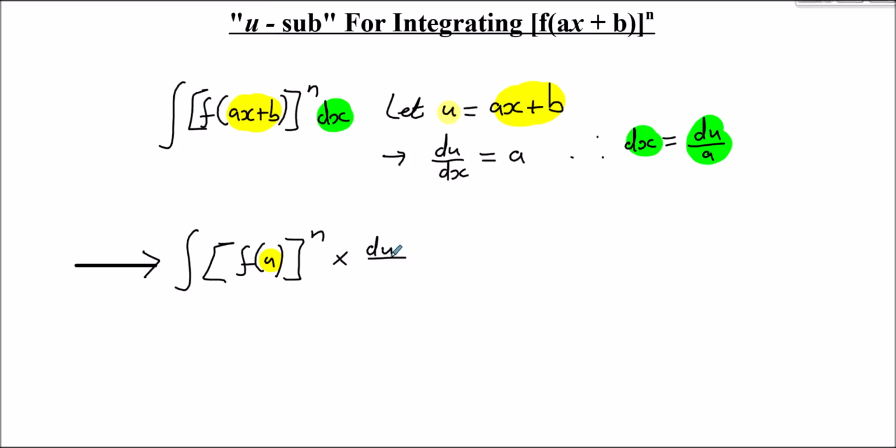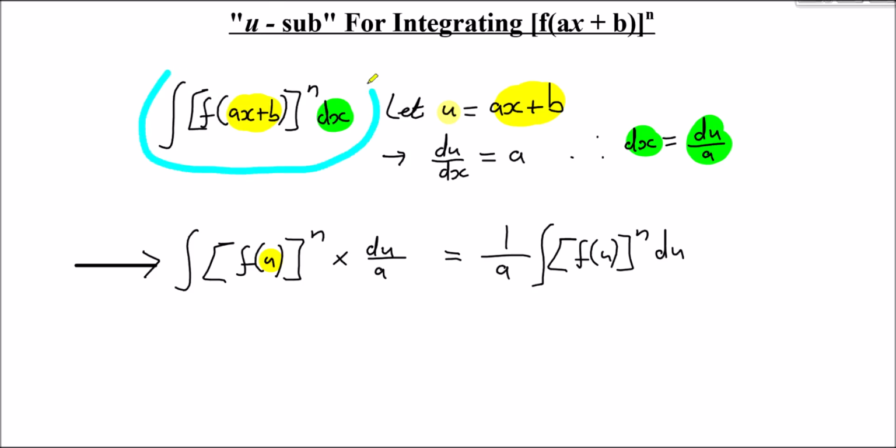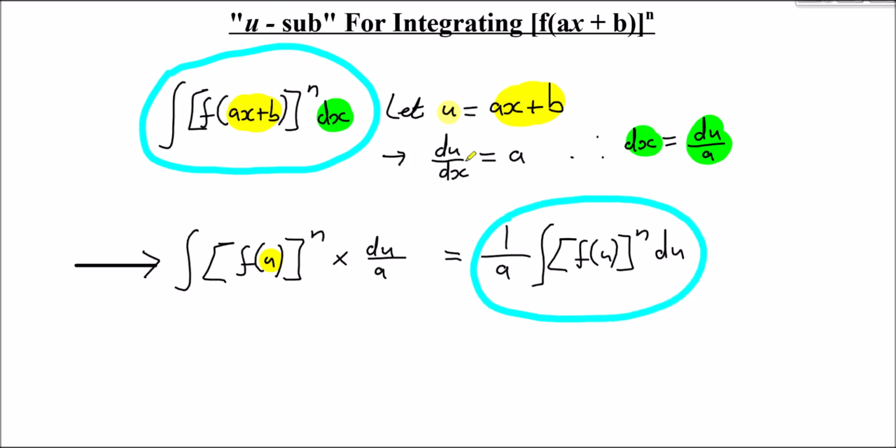And of course, because a is a constant, what we can do is take this 1 over a to the outside. So we can say it's the same as 1 over a integral of function of u to the power n with respect to u. And this here is often a much easier way of doing it. And so all I'm saying here is we can switch from this and use this instead by essentially replacing ax plus b with u.